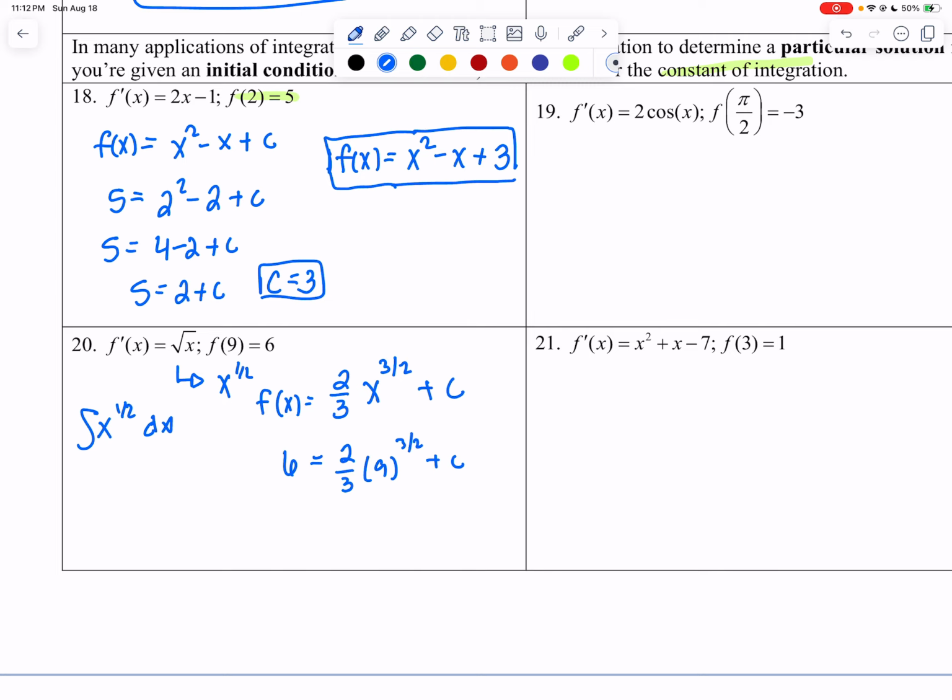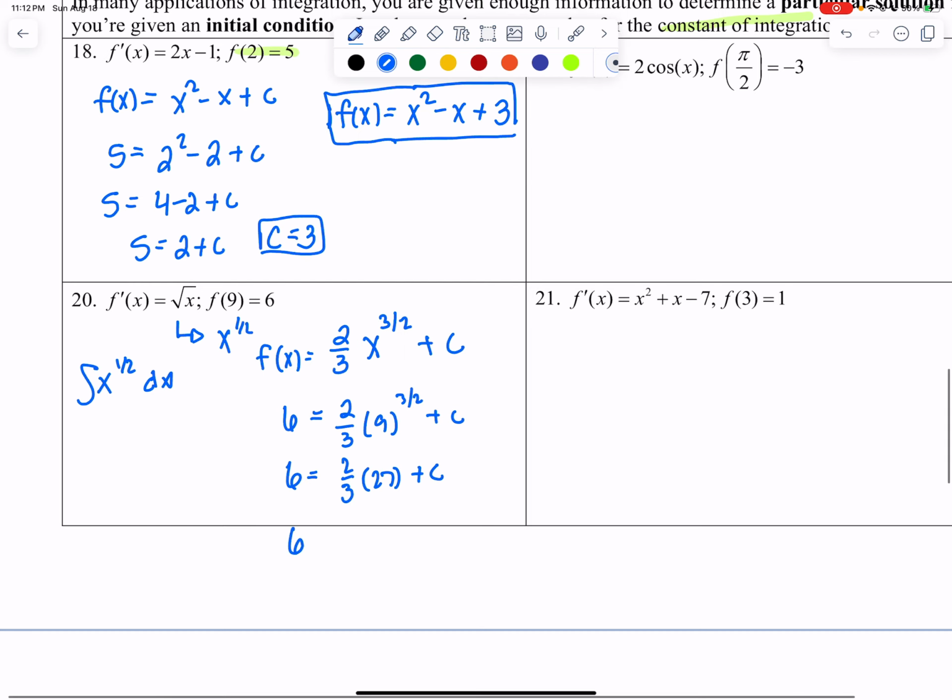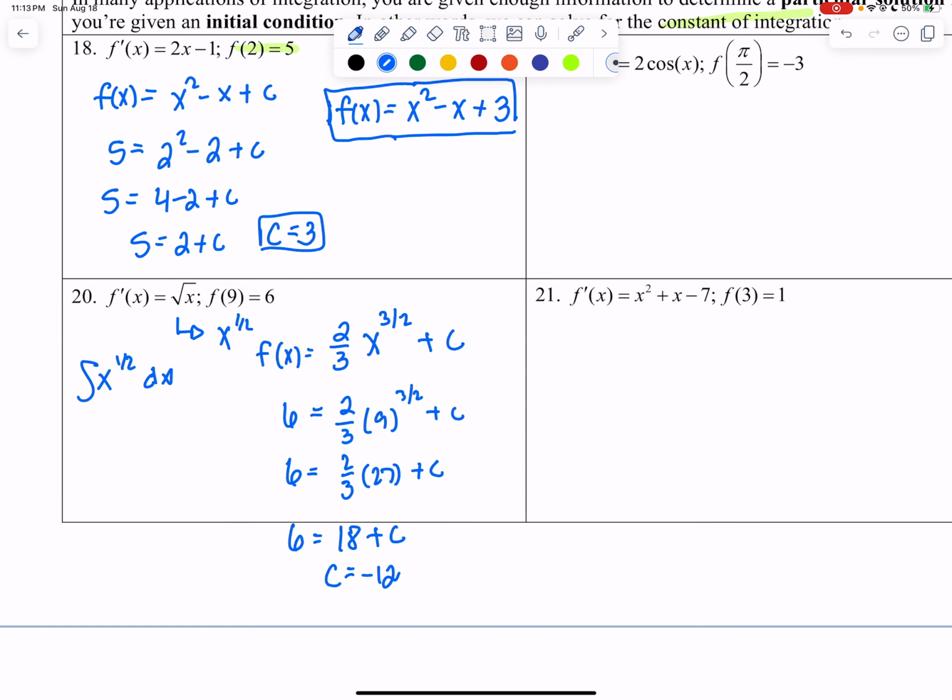9 to the 3/2, the square root of 9 is 3. 3 cubed is 27. So I have 2/3 times 27 plus c. If I do 2/3 times 27, I'm going to get 18. So 6 is equal to 18 plus c, which means that c is equal to -12. And if I were to put everything together, I know that my function for number 20, let me put this in a different color, is going to be 2/3 x to the 3/2 minus 12. This right here is my final answer.